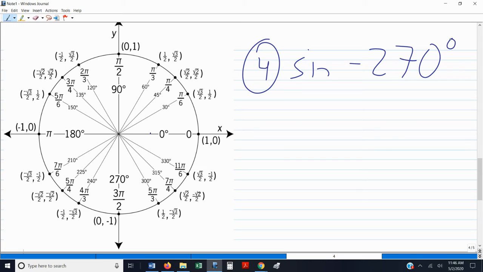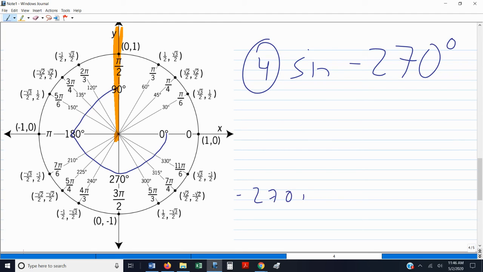Okay, so here's your two ways. Positive 270 is 90, 180, 270. It's on the axis there. But if you're doing that in the negative direction, you're going 90, 180, 270. So you would be here. Okay, so that's where negative 270 is.